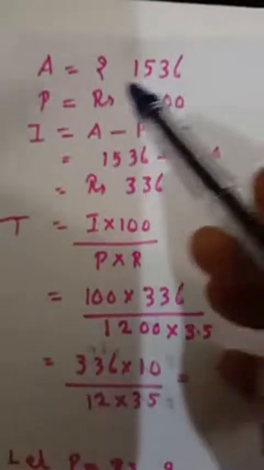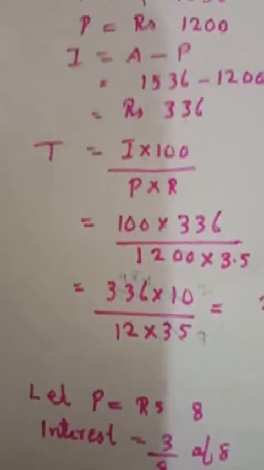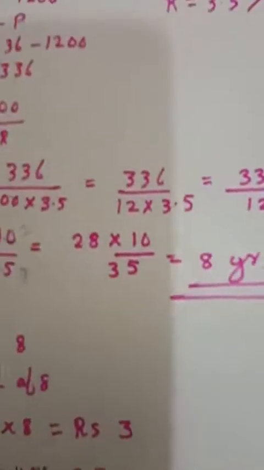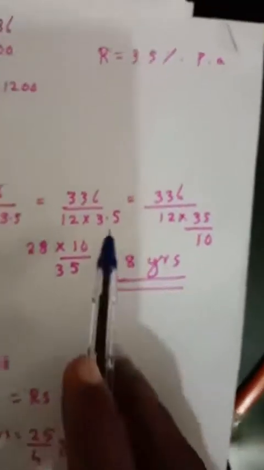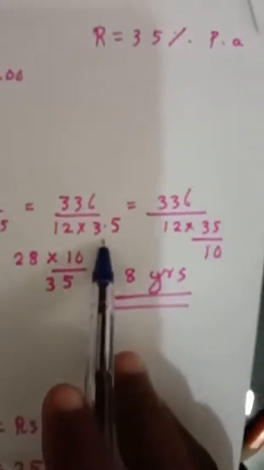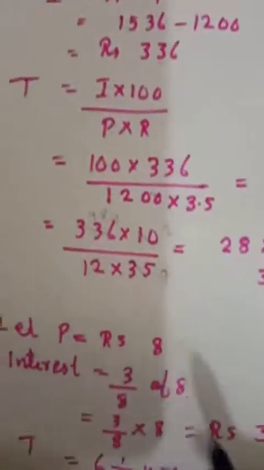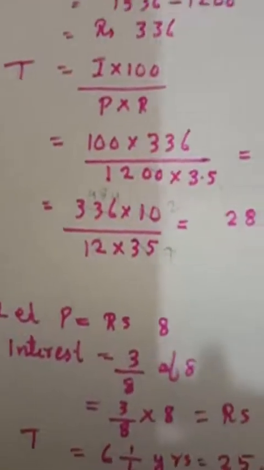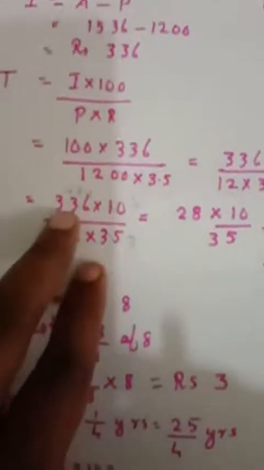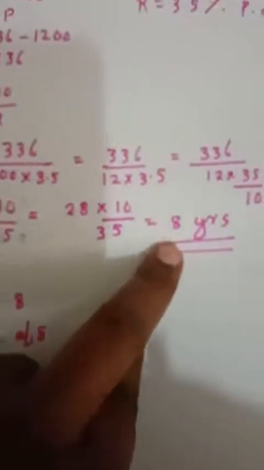A is equal to 1536, P is 1200, so interest is 336, A minus P. Now apply the formula, I into 100 by PR. So 8 years. To cancel easily, 3.5 becomes 35 by 10. This 10 moves to the numerator. So 336 into 10 by 12 into 35. If you want, you can cancel 336 and 12, so we will get 28. 28 into 10 by 35, that is also correct. 8 years.